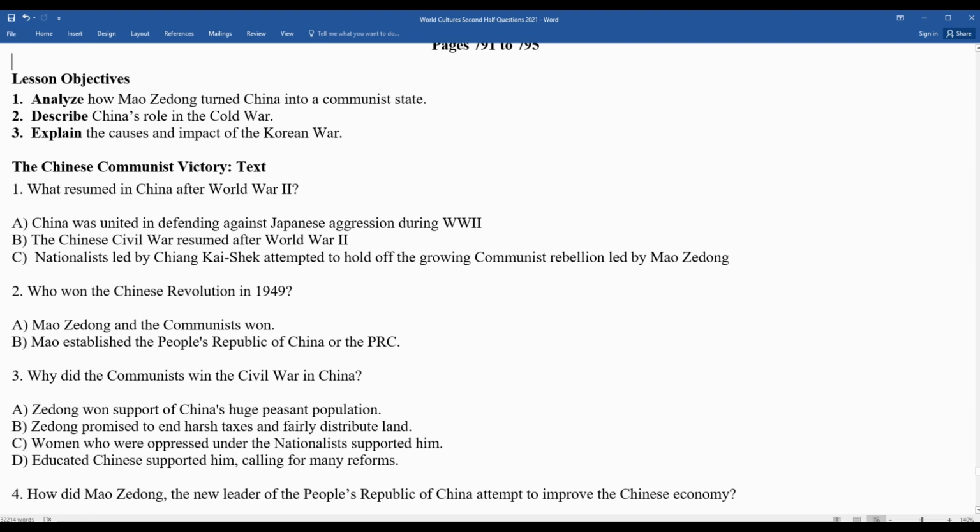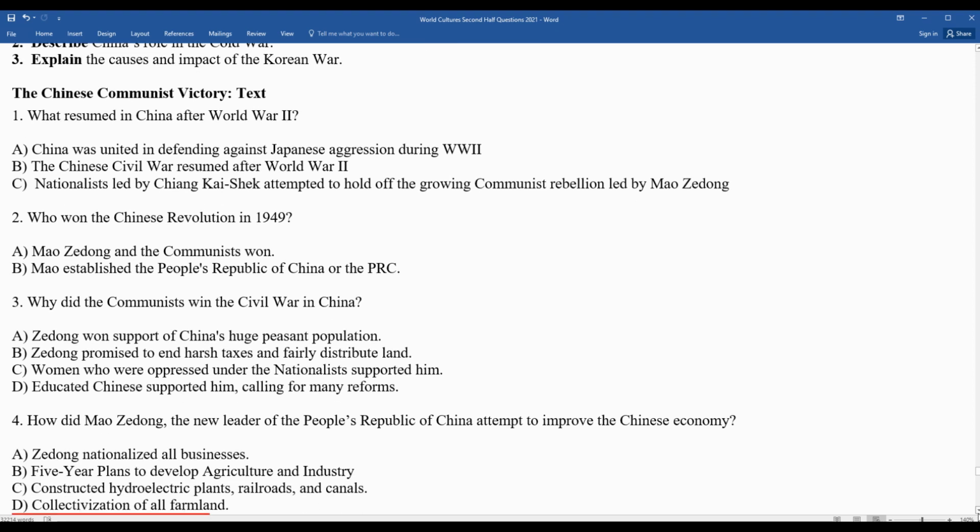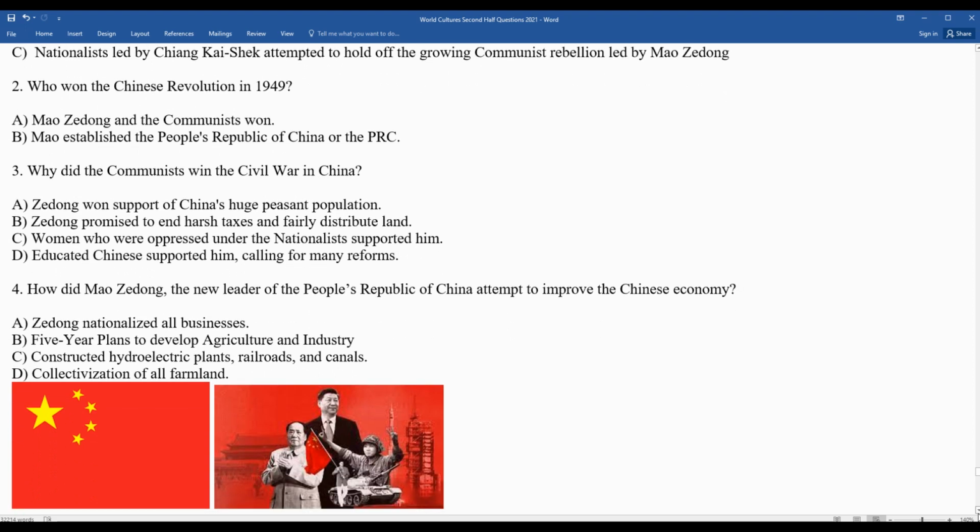4, how did Mao Zedong, the new leader of the People's Republic of China, attempt to improve the Chinese economy? Zedong nationalized all businesses, which is kind of like a core trait of a communist state. Similar to Stalin, who implemented 5-year plans to develop agriculture and industry, Mao Zedong followed that blueprint. They constructed hydroelectric plants, developed railroads and canals to help with infrastructure, and they collectivized all farmland.